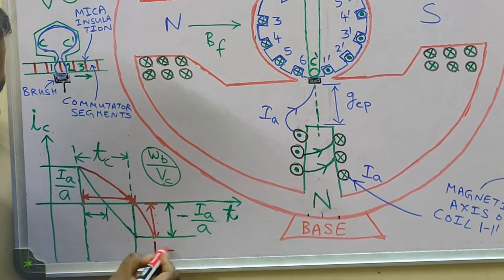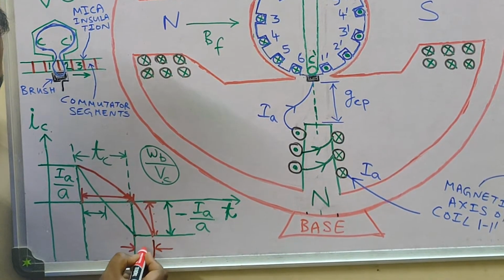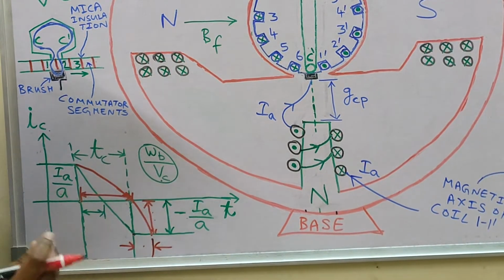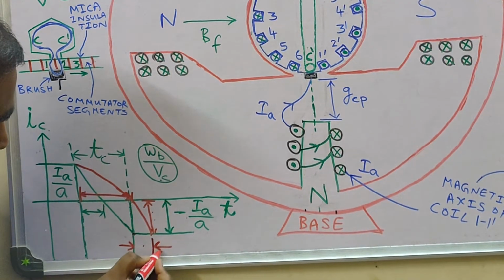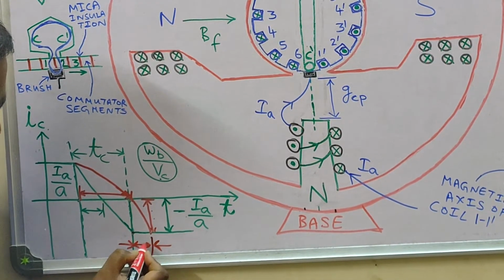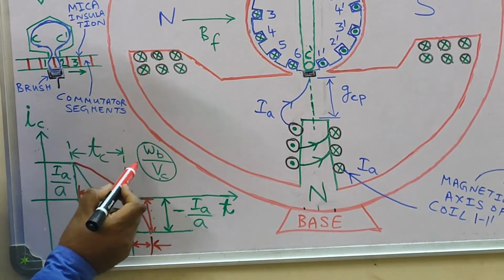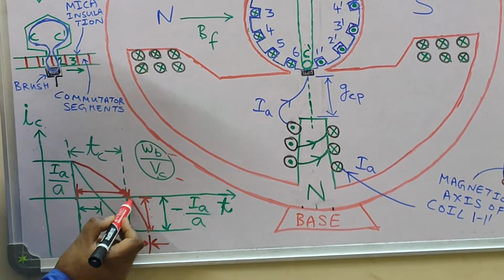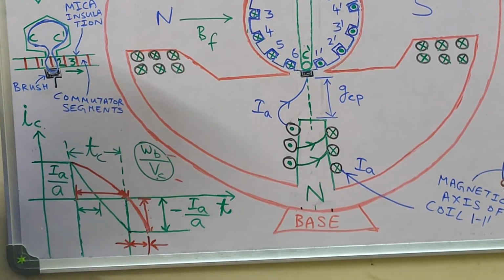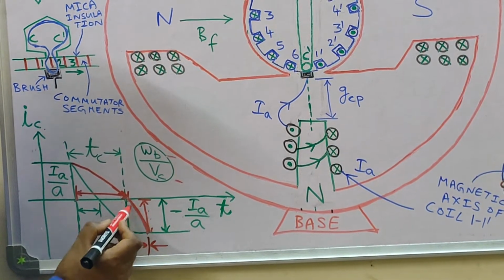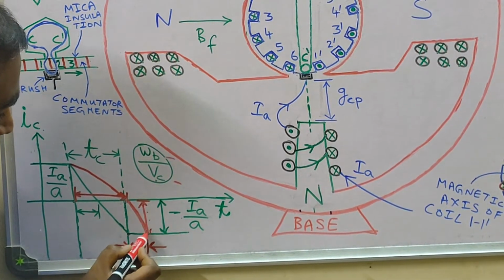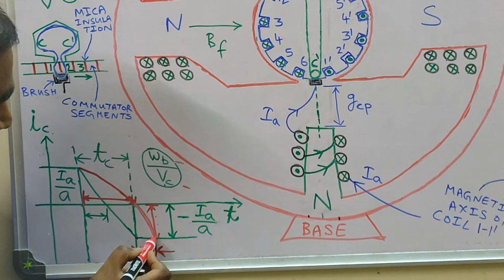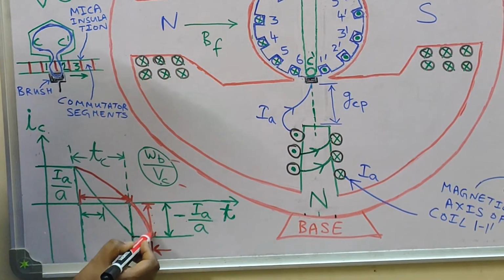Or rather you can tell that this much extra time is needed for the coil current to get reversed totally. This much extra time is needed, which is not provided because the commutation time TC depends on the peripheral speed of the commutator and brush width, which is not changed. So this much portion of the coil current is not reversed, and this appears as spark at the trailing edge of the brush.